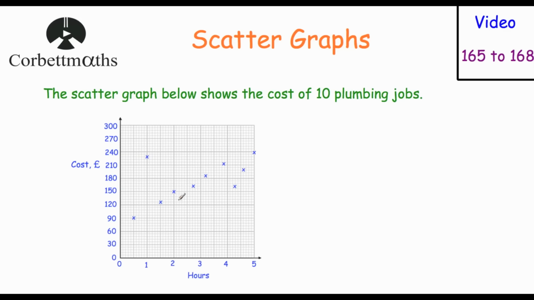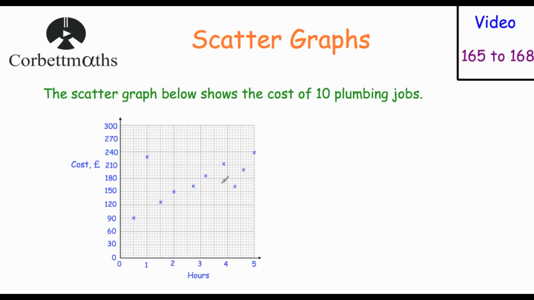In M2, we're going to do things like talk about positive correlation, so whenever the points are going upwards, negative correlation, whenever the points are going downwards, and no correlation, whenever the points are all just spread out. Also, we're going to be using our scatter graph and lines of best fit to work out estimates. And let's have a look at some typical questions now.